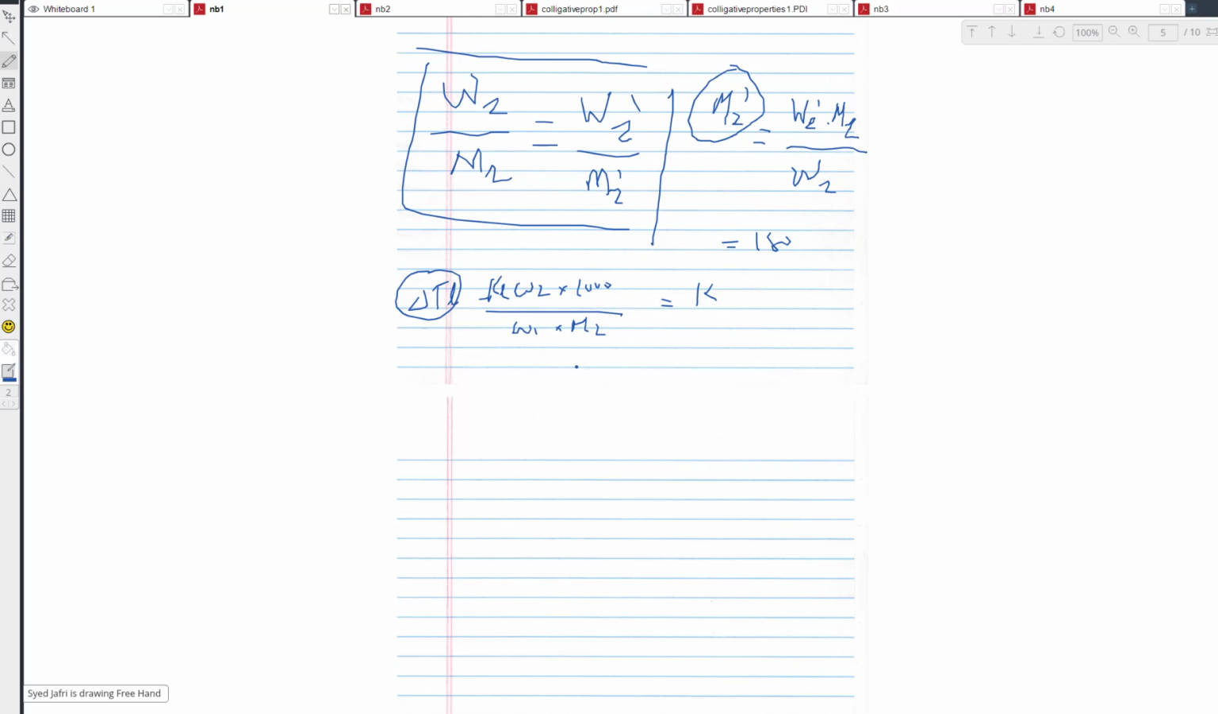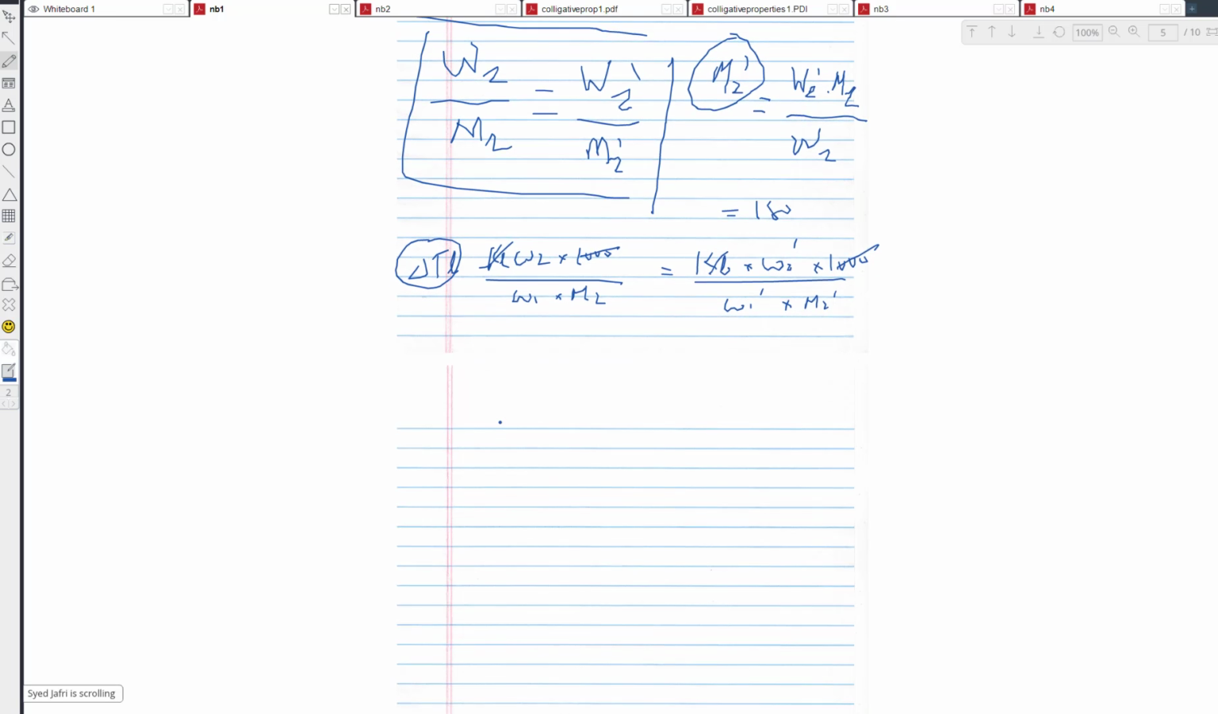If the solvent is the same, don't put prime. Now suppose W2 prime times 1000, over W1 prime and M2 prime. If the solvent is the same, KB can also be cancelled, and the constant 1000 also cancels. So now you can plug in and calculate easily. If you know that this percentage and the other percentage show the same elevation of boiling point, you make them equal, cancel the common things, and then you can easily solve these problems. Got it? Yes, thank you.